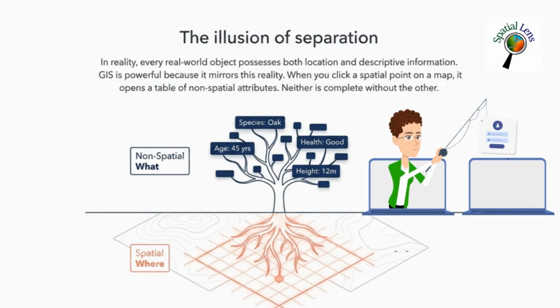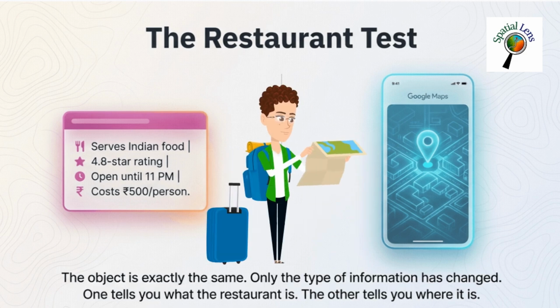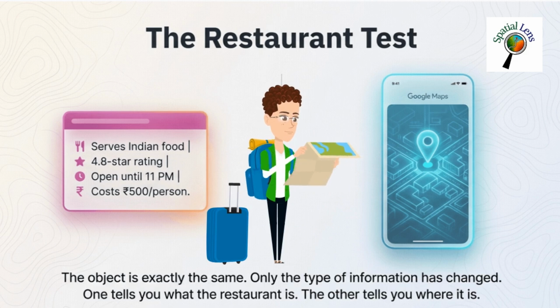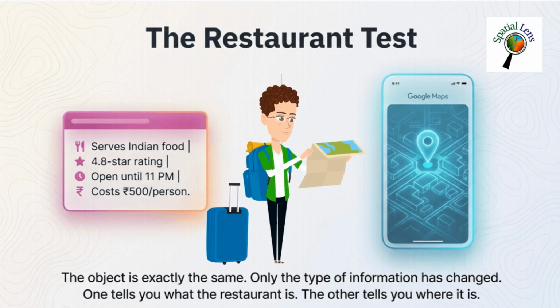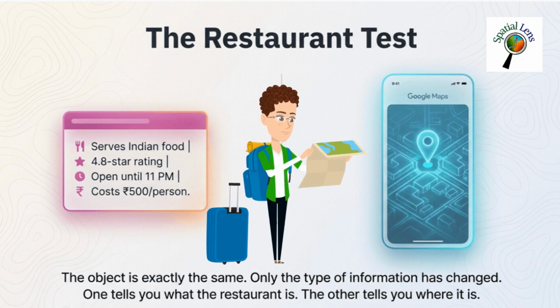Let's understand this with another simple example. Imagine someone asks you about a restaurant. If you say the restaurant serves Indian food, has a 4.8 star rating, is open until 11 p.m., and costs around $500 per person, you are describing its attributes. This is non-spatial data. But if you open Google Maps and point to the restaurant's exact location, that becomes spatial data. Notice something interesting. The restaurant is the same. Only the type of information has changed. One tells you what the restaurant is. The other tells you where it is.